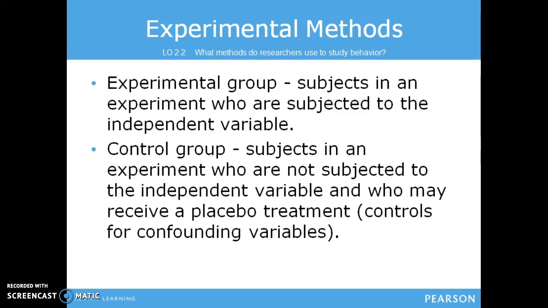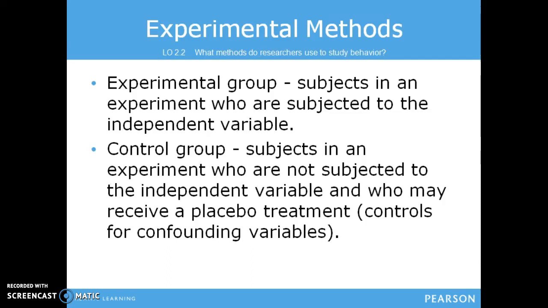So, experimental methods, like I mentioned before. Before I get into it, make sure you do watch the first video. This will make this video make a lot more sense. So make sure you watch part one of two before watching this video, part two of two.